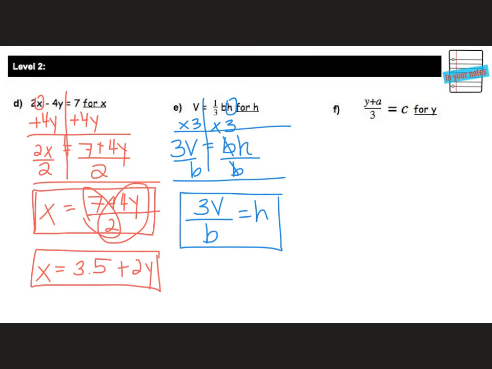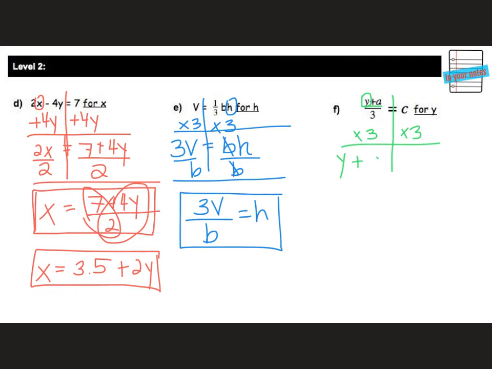All right, next one here, we're trying to get y by itself. So notice this big divide by 3 here. That's kind of keeping y plus a stuck. So let's get rid of that divide by 3 first by multiplying by 3 on both sides.